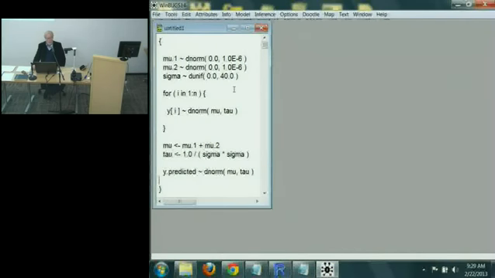So this model, as I've written it, has the following quantities of interest floating around in it: mu1, mu2, sigma, tau, y dot predicted, and mu. So those are the things floating around. They're the nodes in the graph, so to speak.